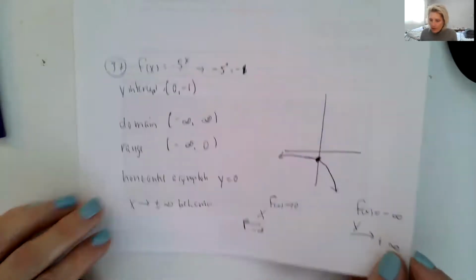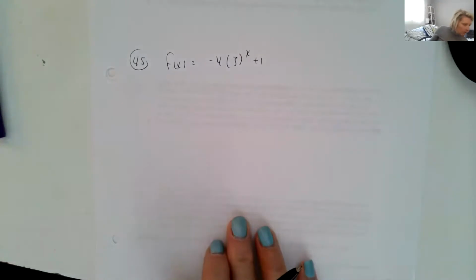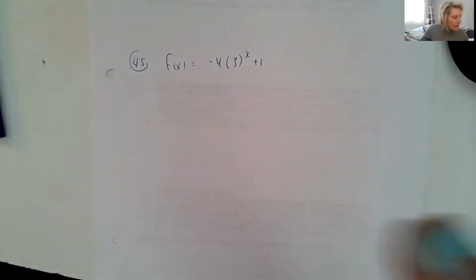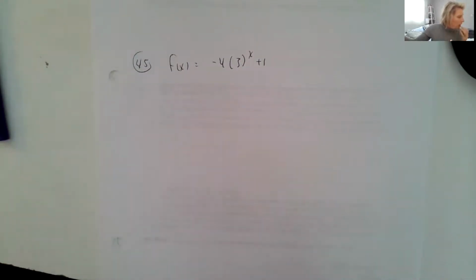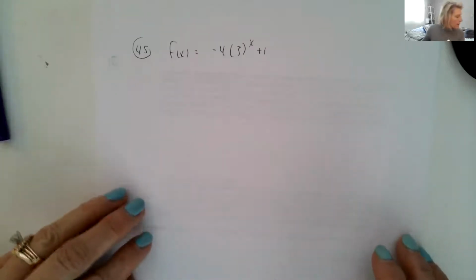I'm running a new function. Okay, so 37 is the next one I wanted to look at. 37 is asking us to do the same. Oh, I'm sorry, 41 is asking us to do the same.